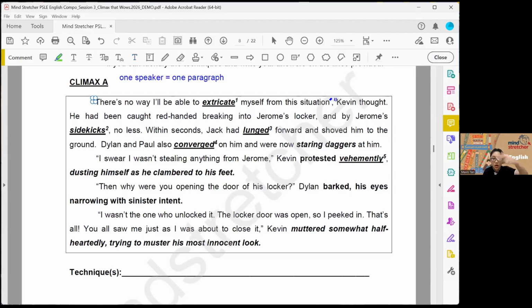There's no way to extricate. This is a thought, we know. He had been caught red-handed breaking in. So this is something that happened to him, not something he did, right? Within seconds. You see there are a few characters here. I'm going to just label them. There is Kevin. There is Jerome's locker. And then there's Jack, and then there's Dylan and Paul. There's a whole gang of them.